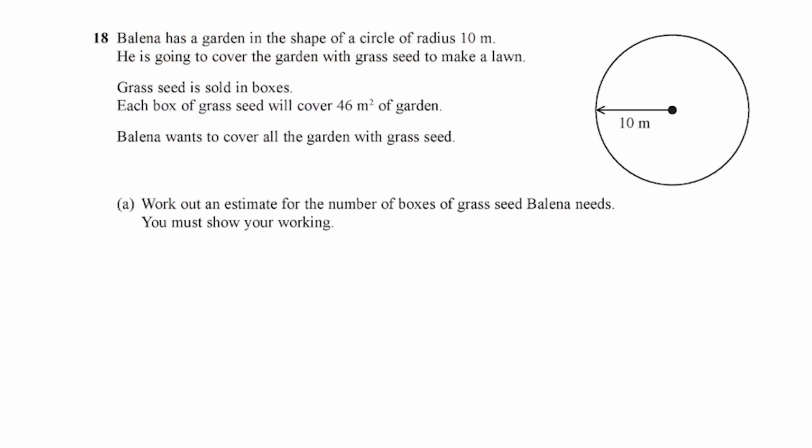Question 18. Bellina has a garden in the shape of a circle of radius 10 meters. He's going to cover the garden with grass seed to make a lawn.